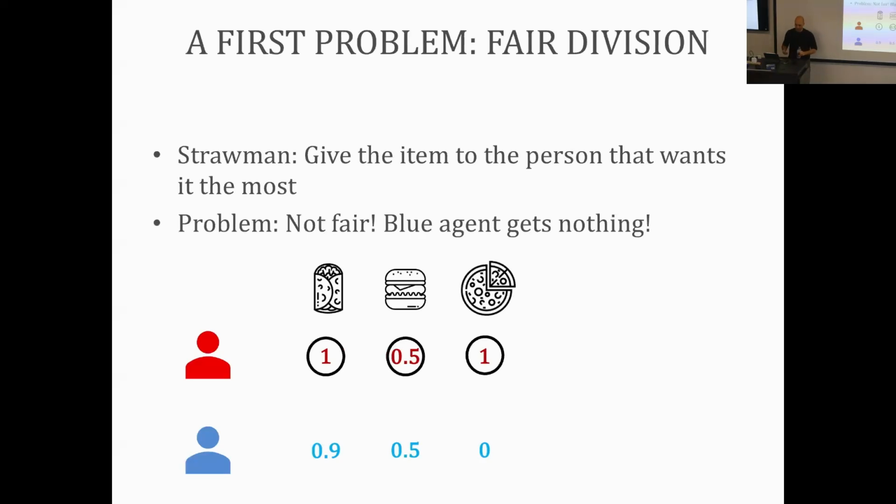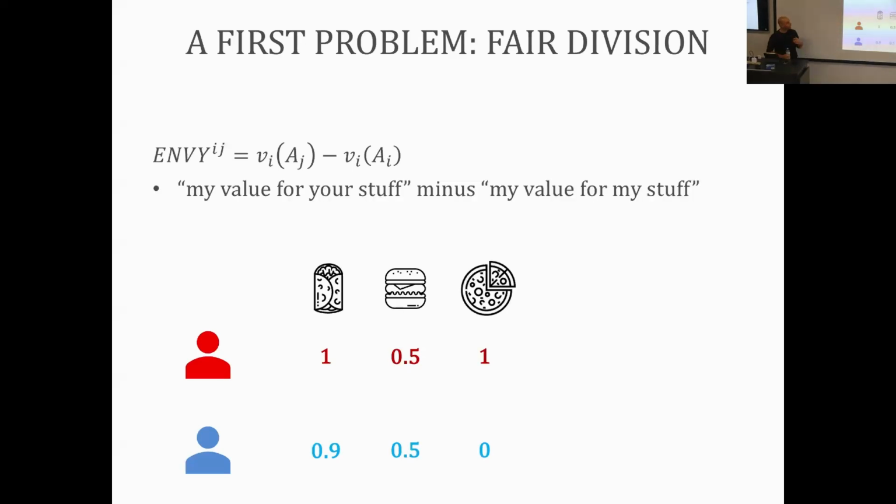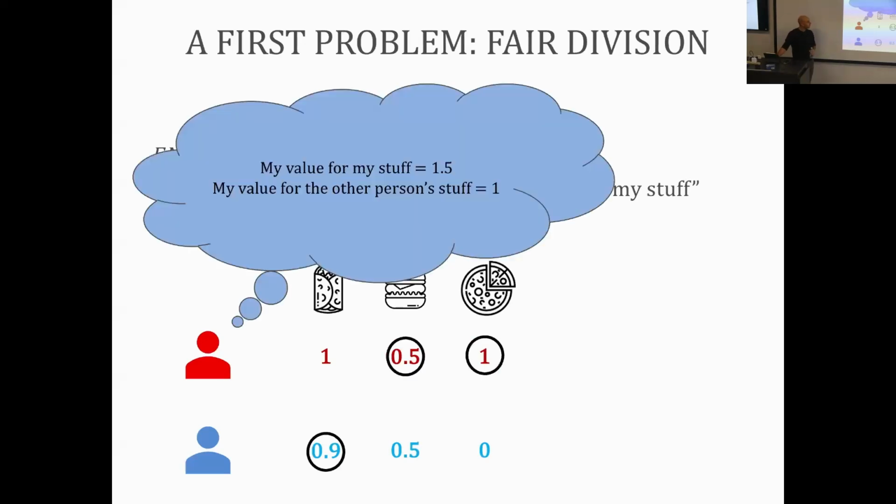Okay, great. So now let's define fairness. The definition of fairness is envy-freeness. What's the envy of agent i for agent j? v_i of A_j, i's value for j's stuff, minus i's value for i's stuff. My value for your stuff minus my value for my stuff. That's my envy. So let's look at this allocation. The thought experiment is that the red agent thinks my value for my stuff is 1.5. I value your stuff at 1. So I don't envy you.